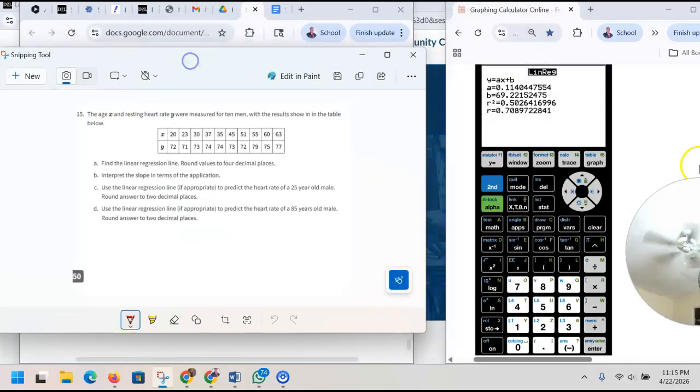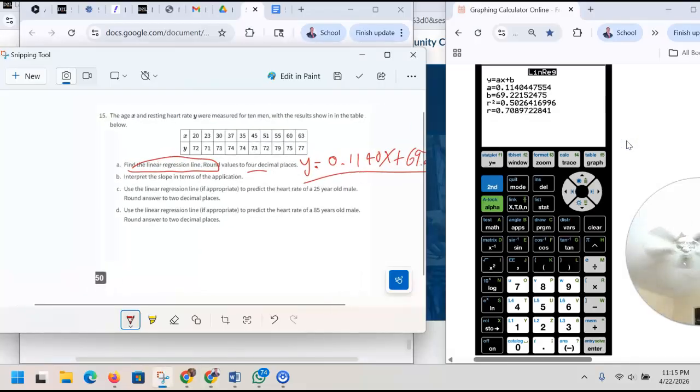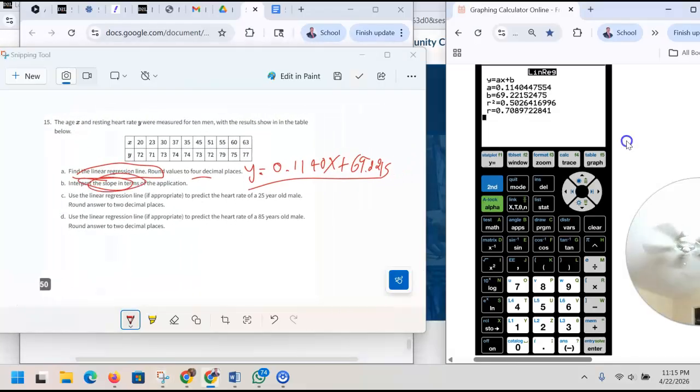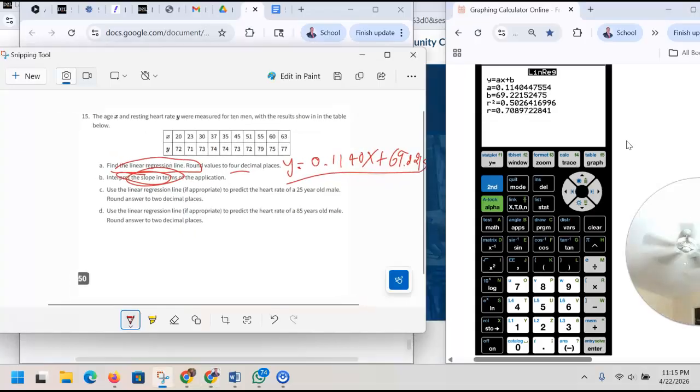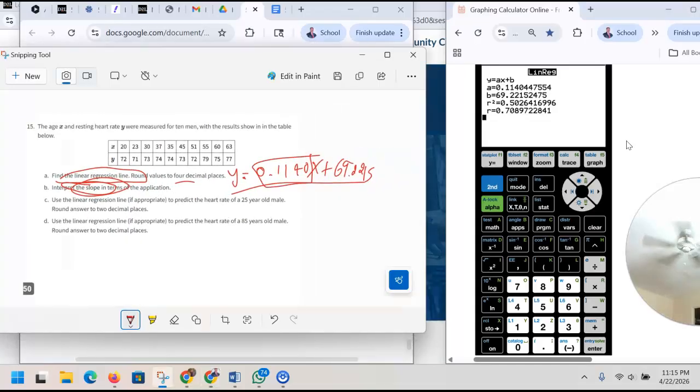So your equation is... the question was to find the linear regression, right? So this answer is y, and it says 4 places. In the calculator, a is 0.1140x, and b is 69.2. That is done. Second, what is the meaning of this? It's asking what is the meaning of the slope. Now the slope is the a part.